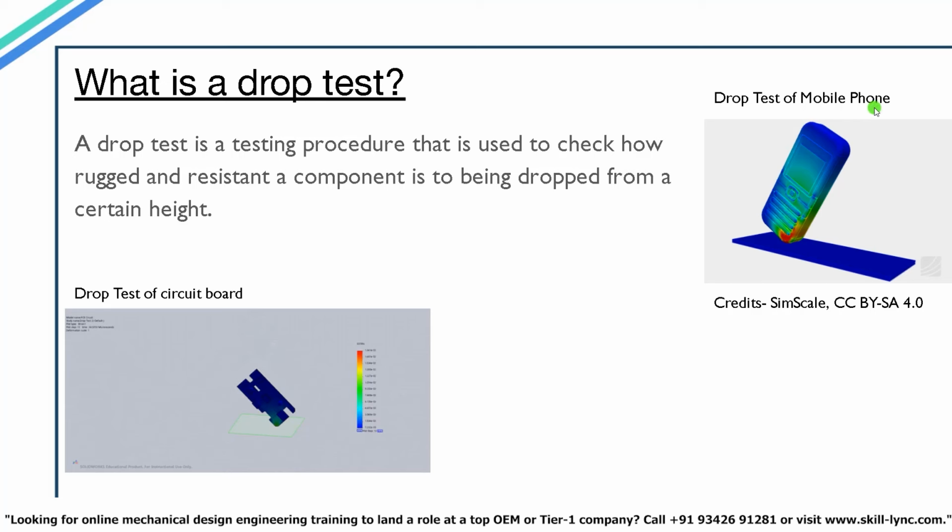Here on the right we have a simple drop test of a phone from a certain height, and this is performed in SimScale software. And this is a drop test of a simple circuit board which was dropped from a height of around 2 meters. This was performed in SolidWorks simulation. So let's move on to the software part.